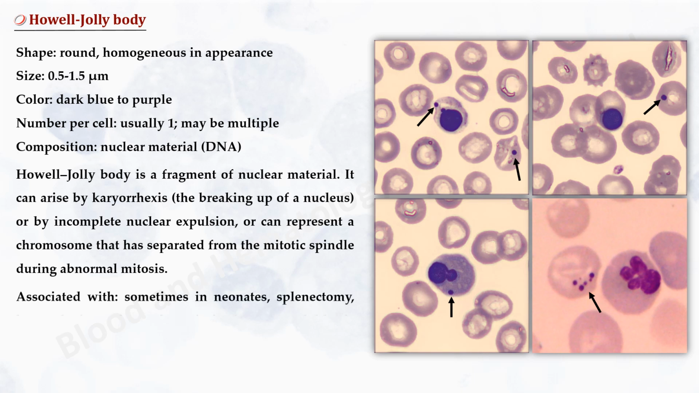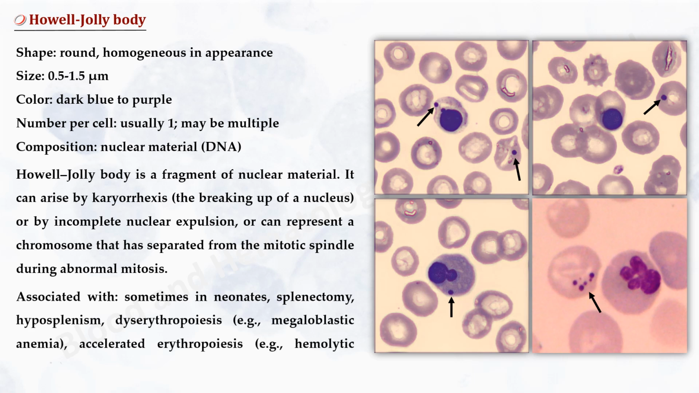They can be a normal finding in neonates, in whom the spleen is functionally immature. They are a relatively frequent and not very specific erythroid abnormality, seen particularly following splenectomy, hypersplenism, dyserythropoiesis and accelerated erythropoiesis.